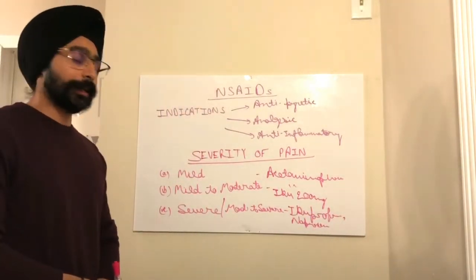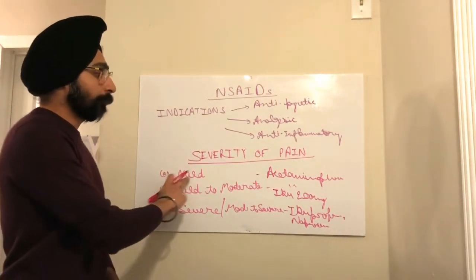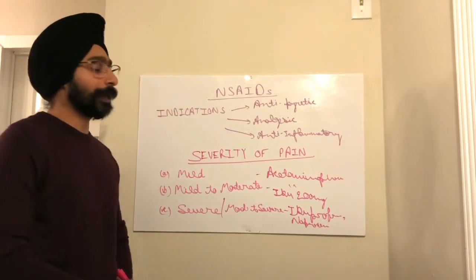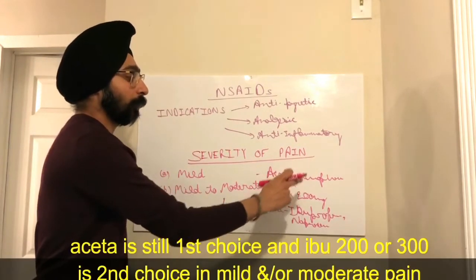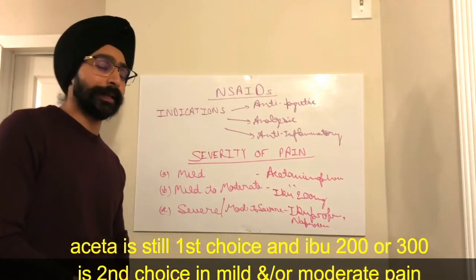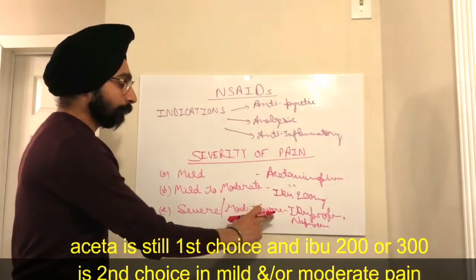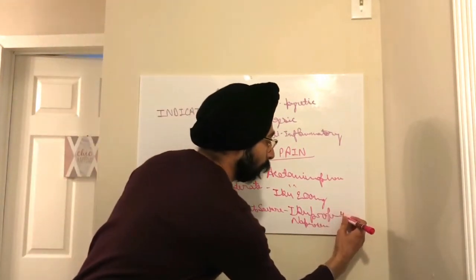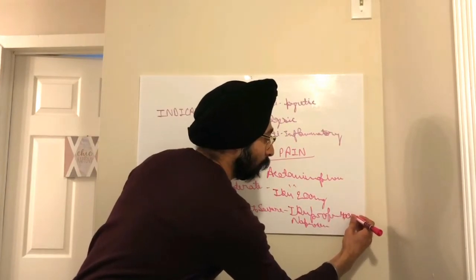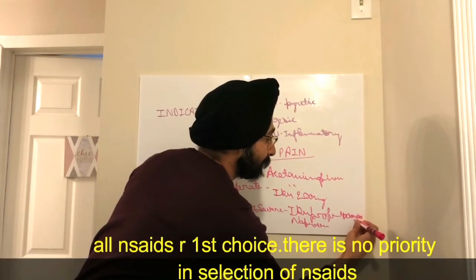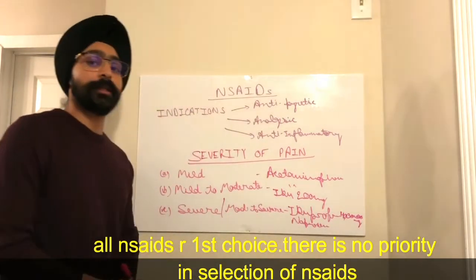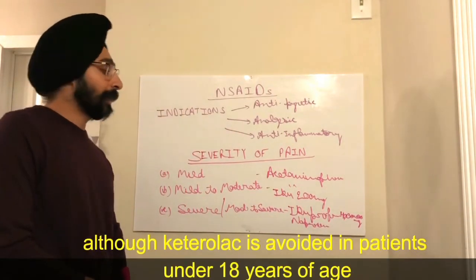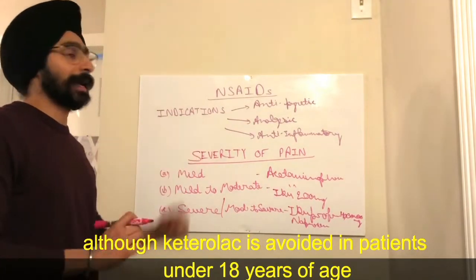So let's revise it again. For mild pain, we give acetaminophen. For mild to moderate pain, we can give either acetaminophen or ibuprofen 200 mg. When it comes to moderate to severe or severe pain, then ibuprofen 400 or 600 mg is given, or naproxen or naproxen sodium, ketorolac, mefenamic acid, and the other drugs that fall into the NSAIDs group.